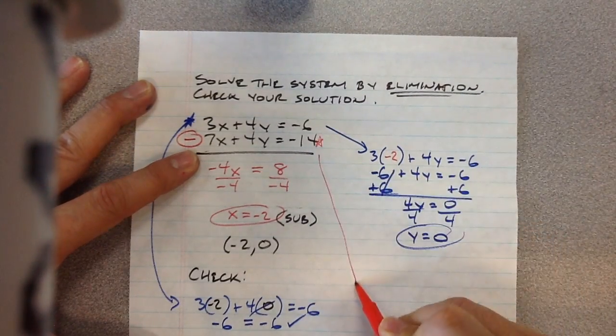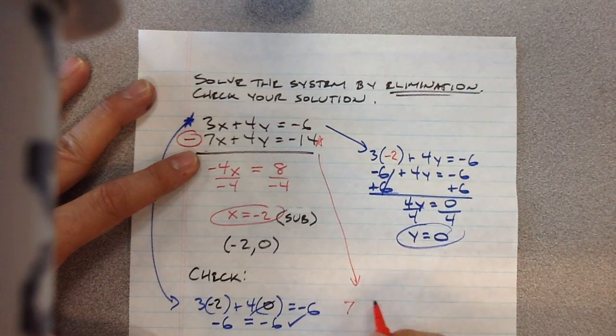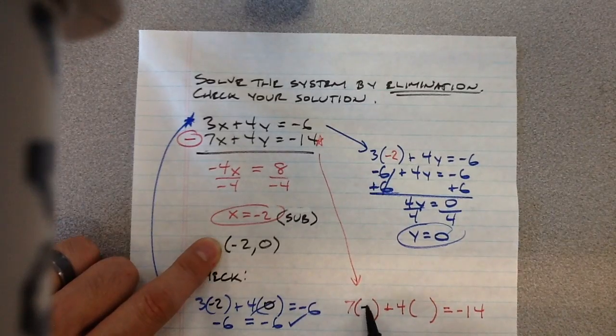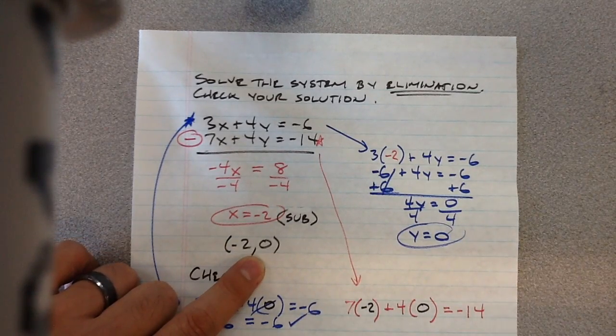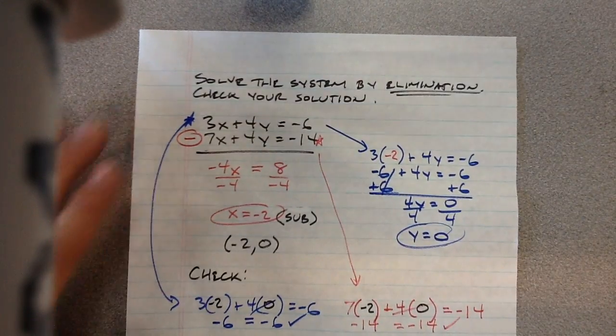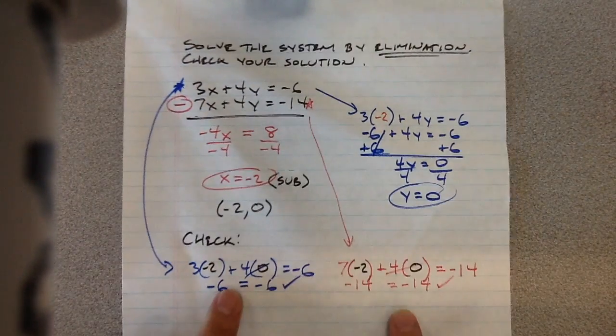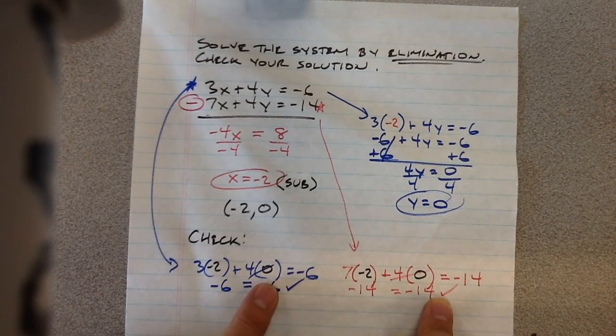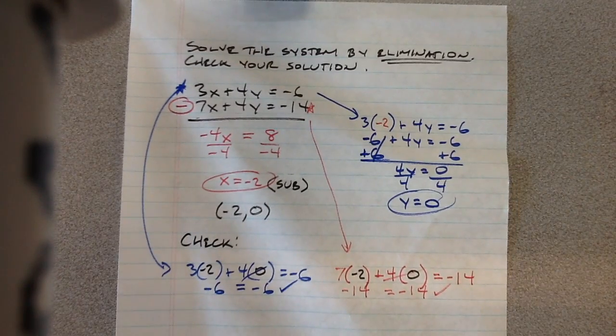So then I'll take the bottom equation, and again, it's got to work for both, so I need to check the other one too. 7x plus 4y equals negative 14. And in place of x, negative 2. In place of y, 0. 7 times negative 2 is negative 14. 4 times 0 disappears. Negative 14 does equal negative 14, so we did everything right. All right, so this would be the solution to our system. It checks out in our system, and so that's the process of elimination.